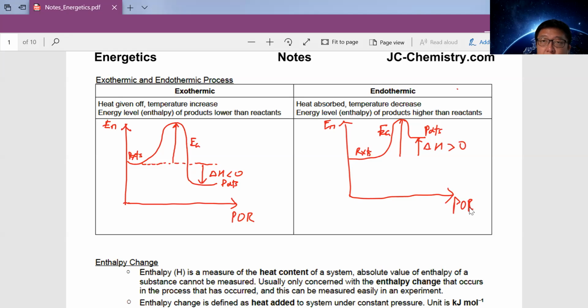Remember in the diagram, I don't know whether your teacher has taught you before: use a single arrow. There's no such thing as a double head arrow. Enthalpy is very clear cut, a single head arrow up and a single head arrow down. So whenever you draw, don't use a double head arrow. You will be penalized for nothing.